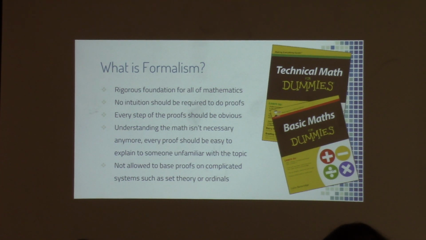But formalism is an approach where we want a rigorous foundation for all of mathematics. No intuition should be required to do mathematical proofs. Maybe intuition is required to construct them, but no intuition should be required to follow them. Every step of the proof should be an obvious consequence from the previous one, and we shouldn't even have to understand the math anymore. Every proof should be easy to explain to someone, even if they don't know anything about the topic, just by going through the logic.